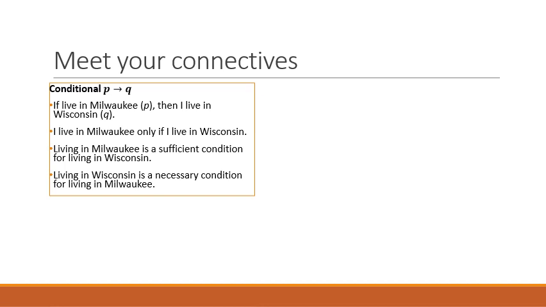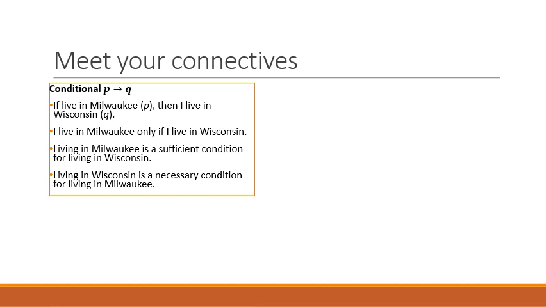So very straightforwardly, if I live in Milwaukee, then I live in Wisconsin. If I live in Milwaukee is the P, and I live in Wisconsin is the Q. That's sort of the most straightforward. It's just if, then. But it's also the case that P only if Q, or I live in Milwaukee only if I live in Wisconsin, also gets translated as P arrow Q.